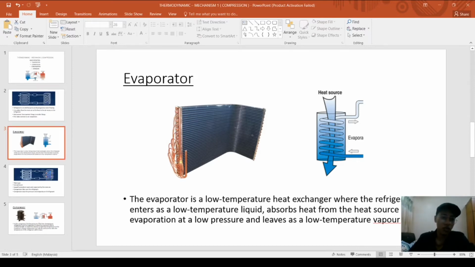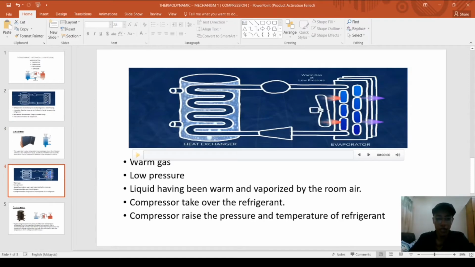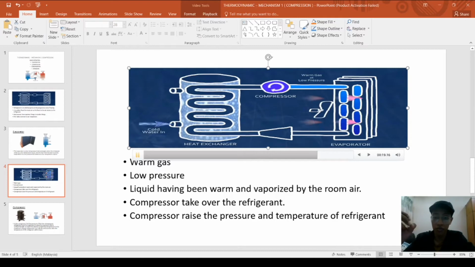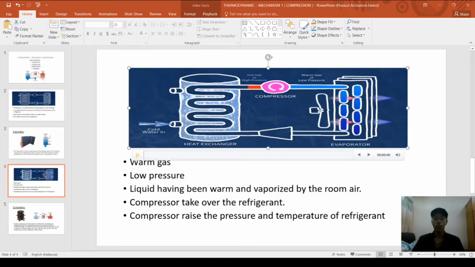Okay, let's go to slide number 3. When the refrigerant leaves the evaporator, it leaves as a warm gas at low pressure. We want a high temperature. We don't want warm gas. So there must be a compressor. As you can see, the compressor acts to increase the temperature of the refrigerant. The compressor produces a hot gas at high pressure.